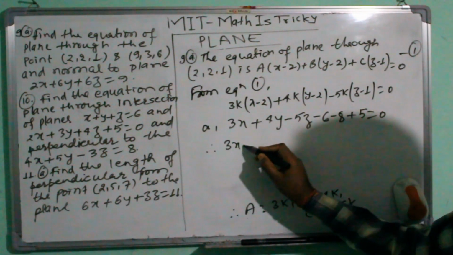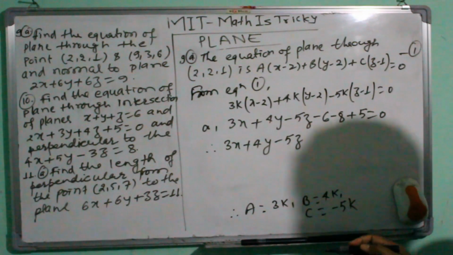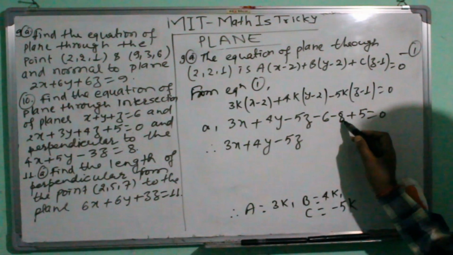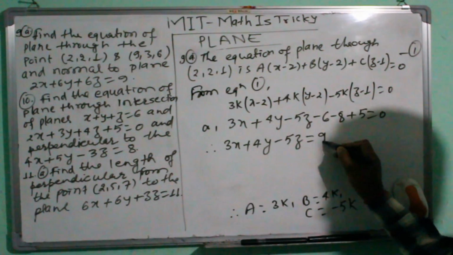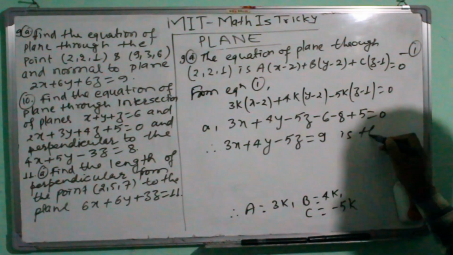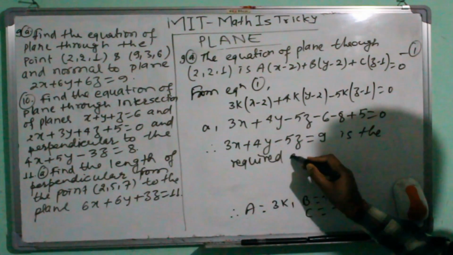Therefore 3x plus 4y minus 5z equals how much here? This is 20 minus 19. So minus 9 equals 9 is the required equation.